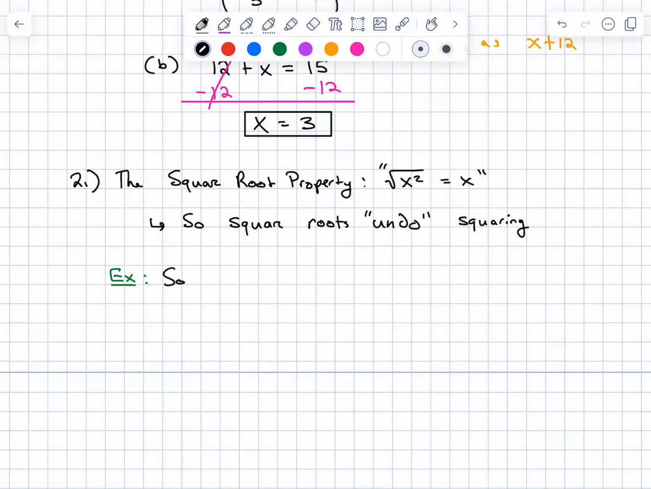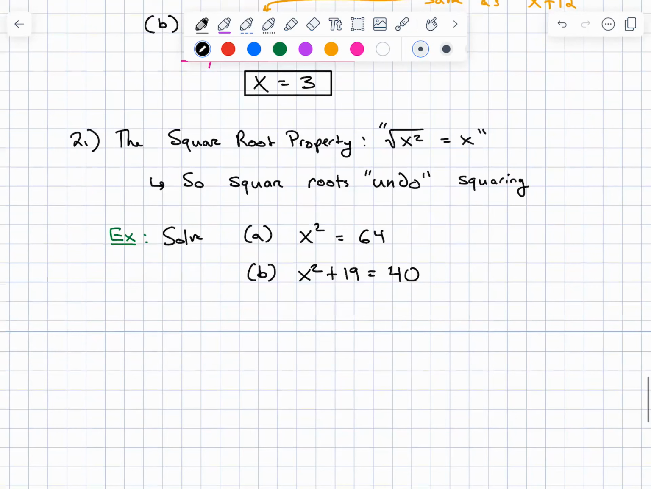Solve: A is x squared equals 64, and B is x squared plus 19 is equal to 40. So part A, x squared is equal to 64. We've already got the x squared by itself, but we need to have x equals, not x squared.